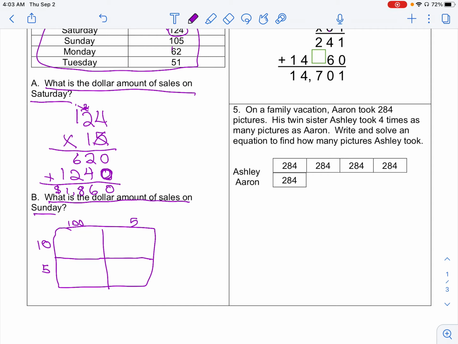Okay, 10 times 100 is going to be 1 times 1. And I got 1, 2, 3 zeros, so that's 1,000. 10 times 5 is 50. 5 times 100 is 5 times 1, and I got 2 zeros. And 5 times 5 is 25. Add it all up.